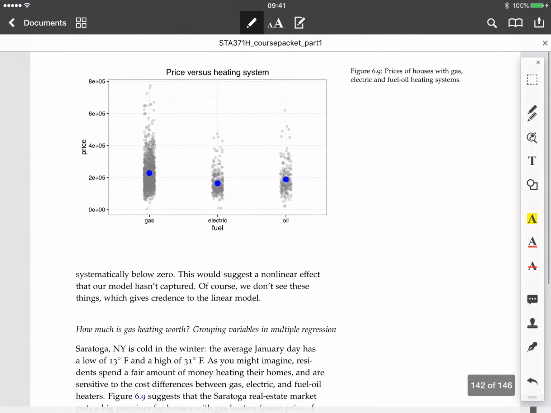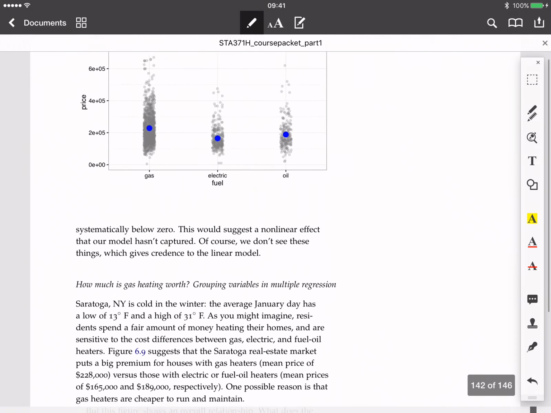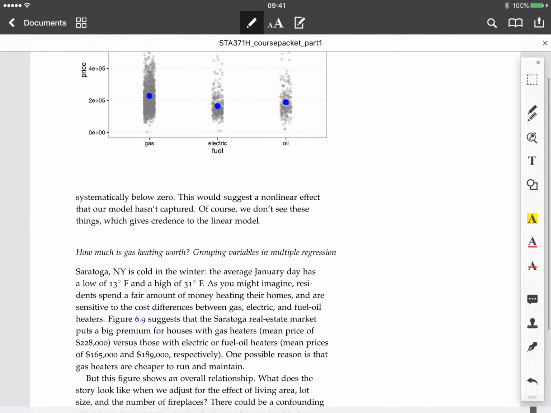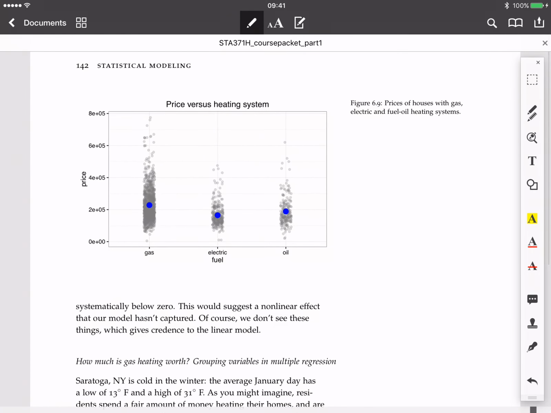So let's go for another example right here to show how we can use multiple regression to answer interesting questions, and this will also give you an idea of how we can use grouping variables in multiple regression. We'll address the question of how much gas heating is worth in Saratoga, New York. Saratoga is pretty cold. The average January day has a low of 13 degrees Fahrenheit. That's pretty far below freezing, and the high is even below freezing. That's 31 degrees Fahrenheit. So heating your house is a big deal.